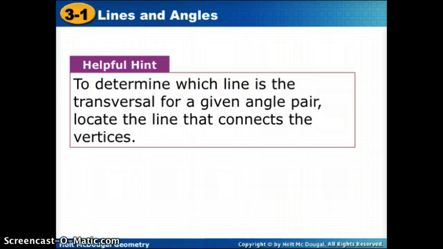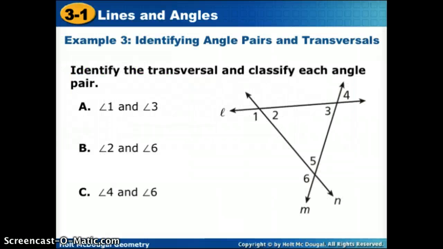I think one of the hardest things for us to do when we have lots of lines is to pick which line is the transversal. So to help us determine the transversal for a set of angles, locate the line that connects the two angles' vertices. So let's try a couple examples talking about that.